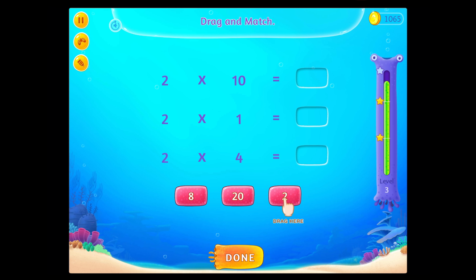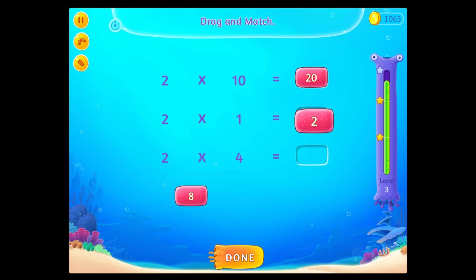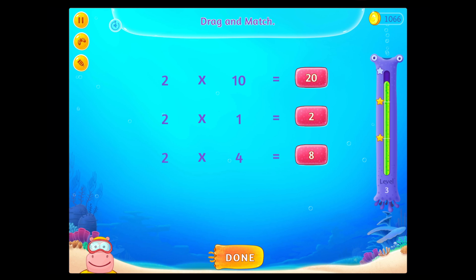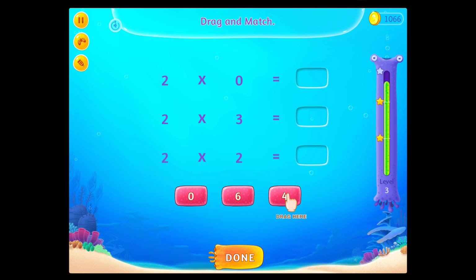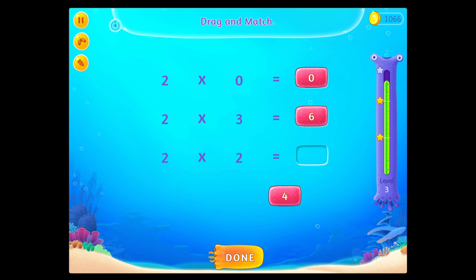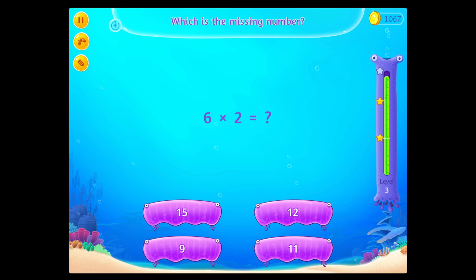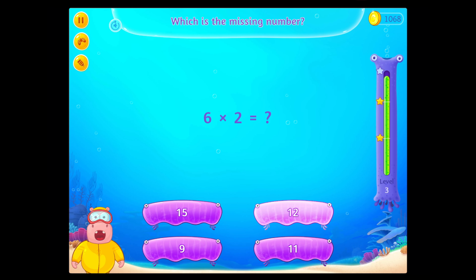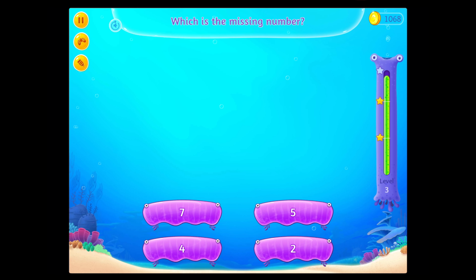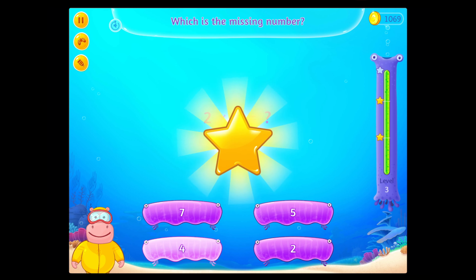Drag and match. Good going! Drag and match. You rock! Which is the missing number? Rockstar! Which is the missing number? Congratulations! You've done it!